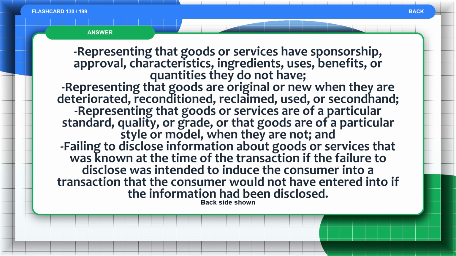The answer is representing that goods or services have sponsorship, approval, characteristics, ingredients, uses, benefits, or quantities they do not have, representing that goods are original or new when they are deteriorated, reconditioned, reclaimed, used, or secondhand, representing that goods or services are of a particular standard, quality, or grade, or that goods are of a particular style or model when they are not, and failing to disclose information about goods or services that was known at the time of the transaction if the failure to disclose was intended to induce the consumer into a transaction that the consumer would not have entered into if the information had been disclosed.